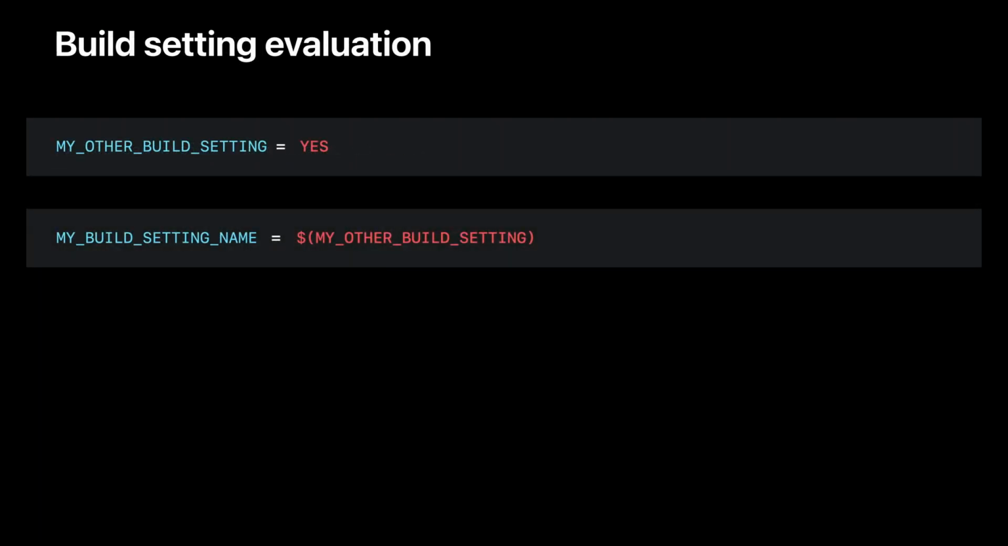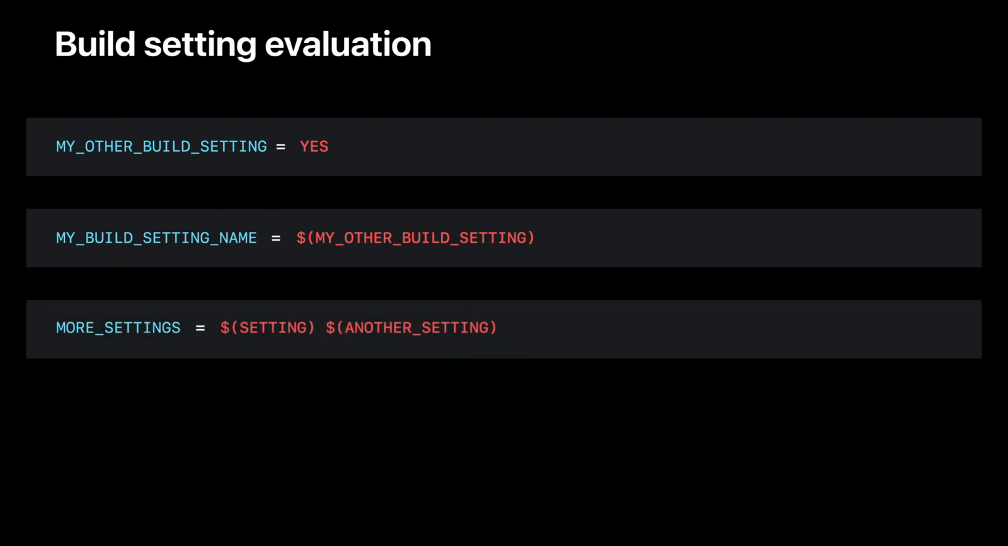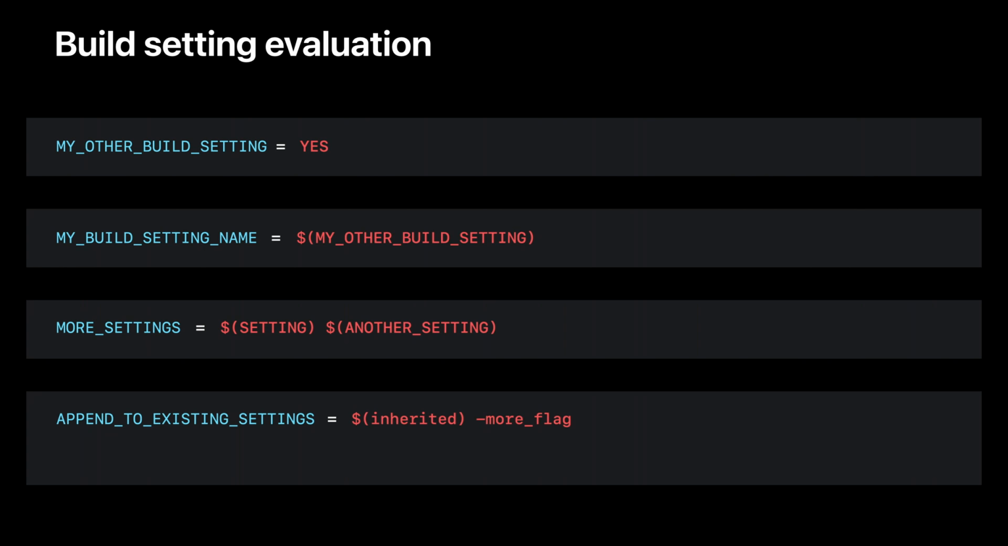A build setting can be set to the value of another build setting by using the $() syntax. In the example here, my other build setting has been set to yes. The value of my build setting name uses the $() syntax to evaluate my other build setting. Multiple values can be evaluated here as well, like we see with more settings. And finally, existing values for a build setting can be used with the $(inherited) value. This allows you to append additional values to a build setting while retaining all of its existing values. This is a convenience form, as you could also use the build setting name to append to existing settings.